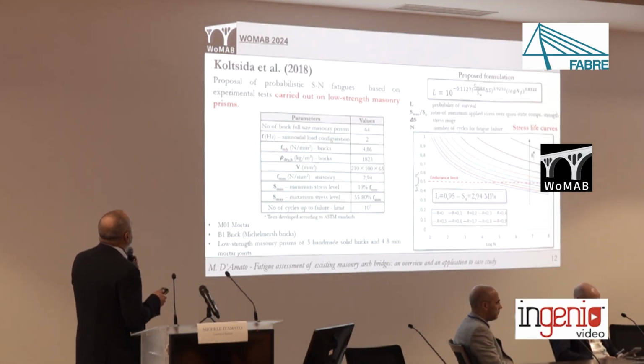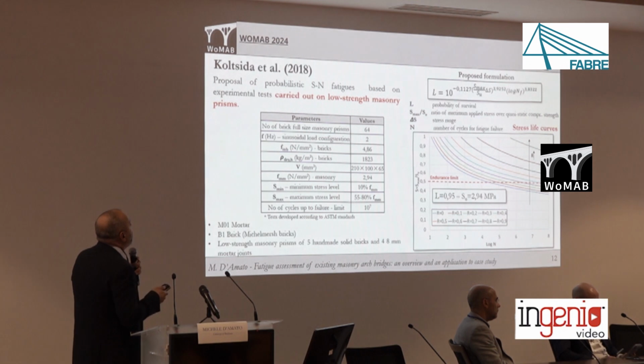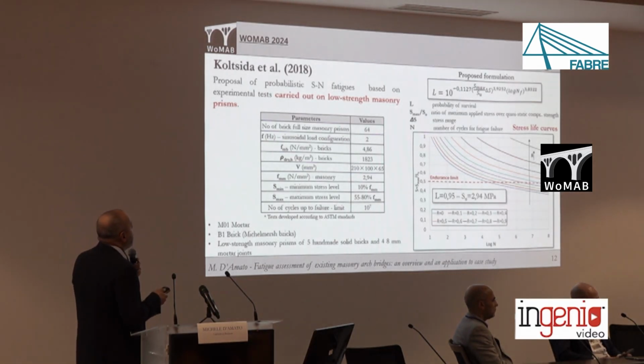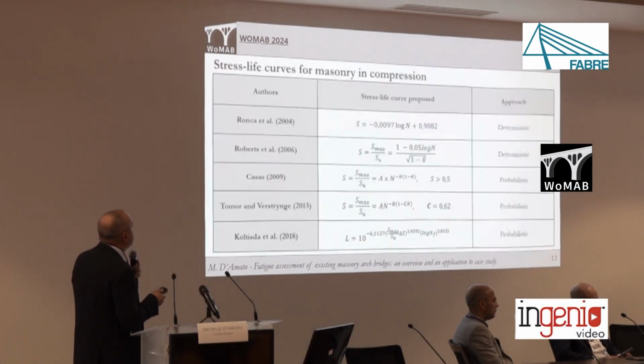The main characteristic of these results is that the formulation was proposed based on some fatigue tests derived for low-strength masonry prisms, brick masonry prisms. So this case is really relevant to the existing masonry arch bridges, for instance. Here as well, there is a probabilistic approach, and there is a nonlinearity between the maximum stress that may be applied and the logarithm of the number of cycles imposed to the material.